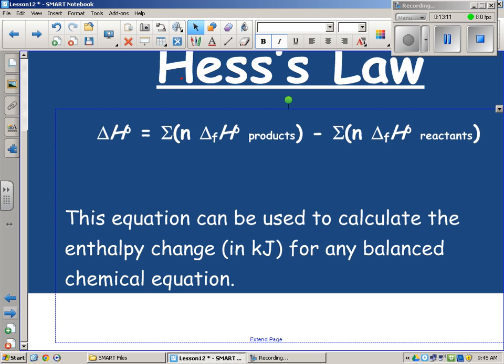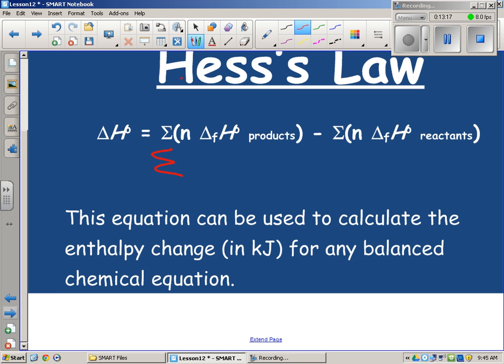Hess's Law says basically it's the sum, okay? This is the fancy symbol for sum. Sum of the products minus the sum of the reactants, and that will give you delta H. You have to think in terms of what are my products and what did I start with? If it takes so much energy to form these products, and so much energy to make the reactants, if I subtract the products minus the reactants, I should be able to figure out the total enthalpy change of that equation. And this is kind of what it looks like here.